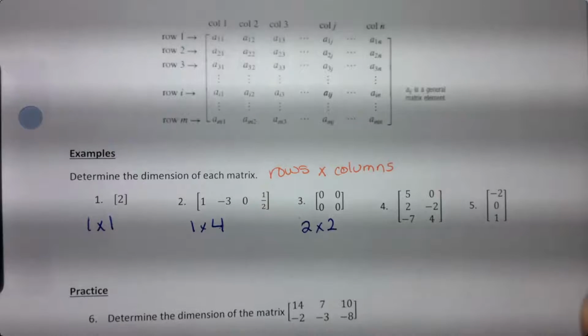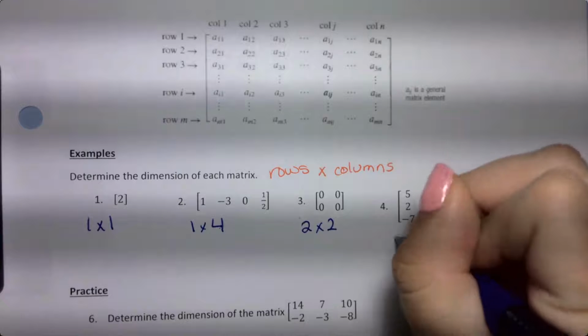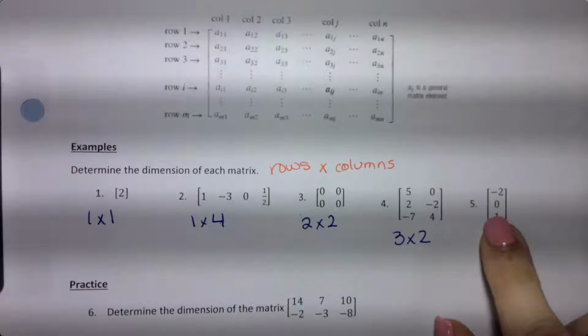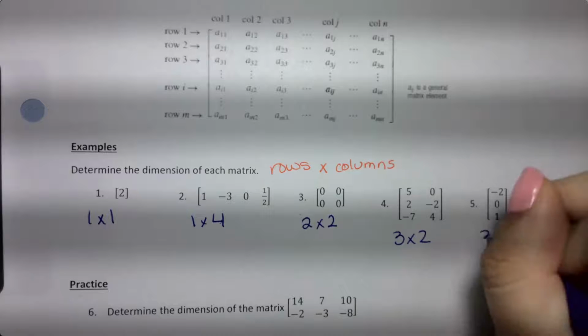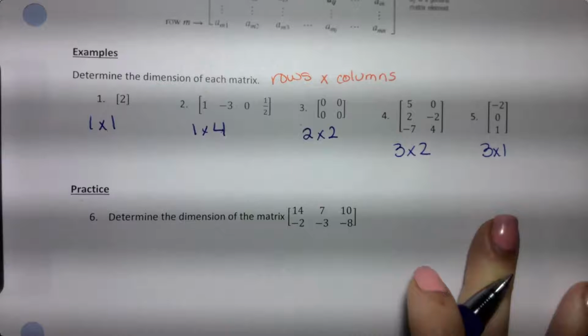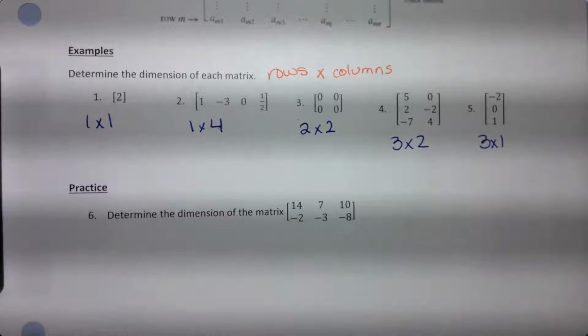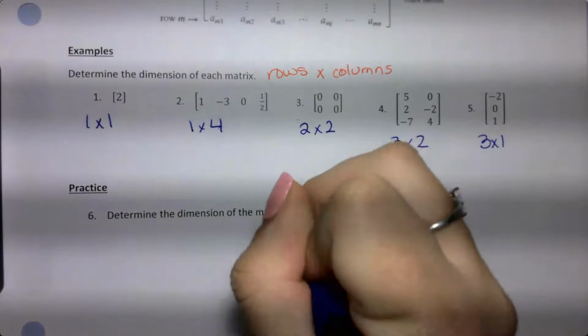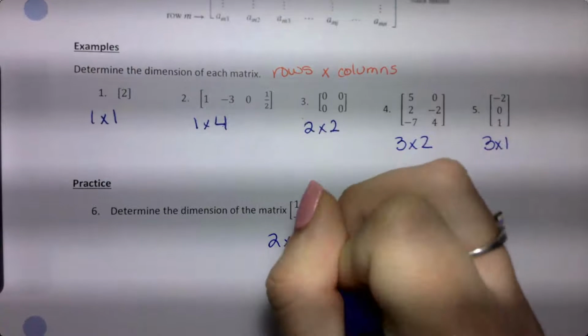Over here, I have 1, 2, 3 rows, 1, 2 columns, and right here, I have 1, 2, 3 rows, 1 column. Okay. So what I want you guys to do is pause the video, take a few minutes to work on number 6 on your own, and then compare with people around you, and when you've got the answer, just hit play, and then I will work it out. So on number 6, I have 1, 2 rows. I have 1, 2, 3 columns.